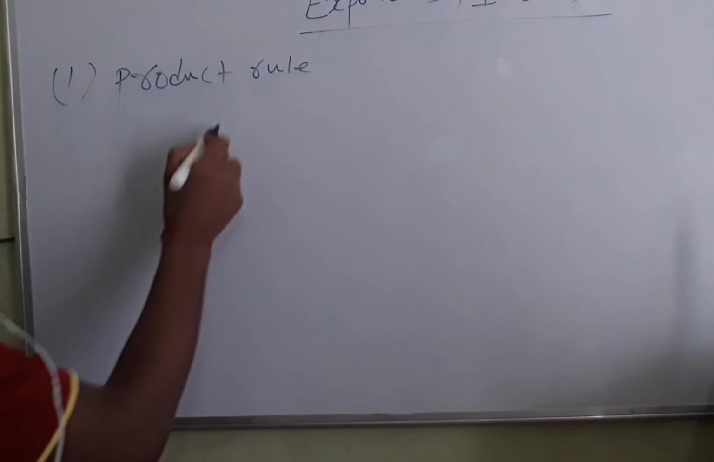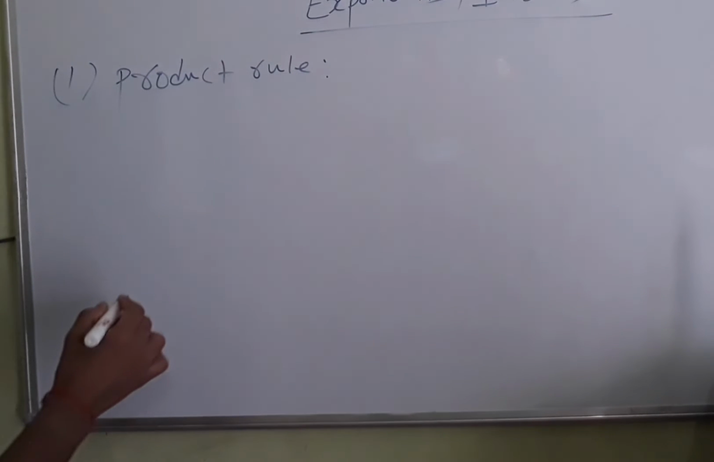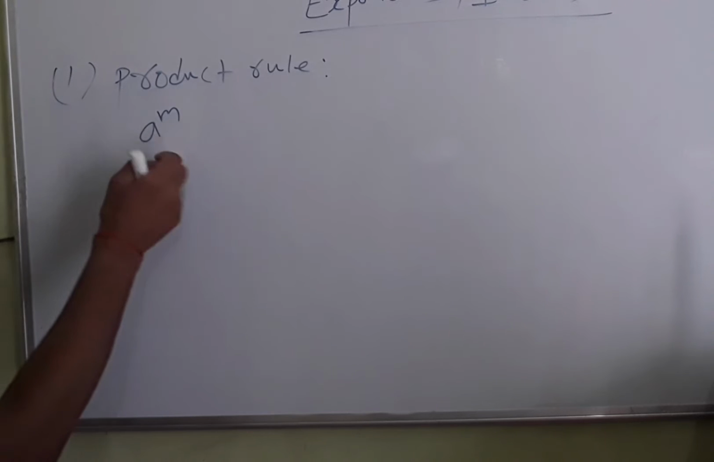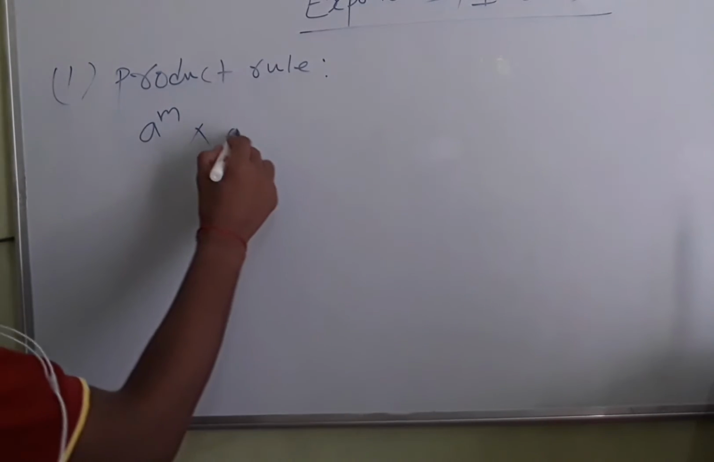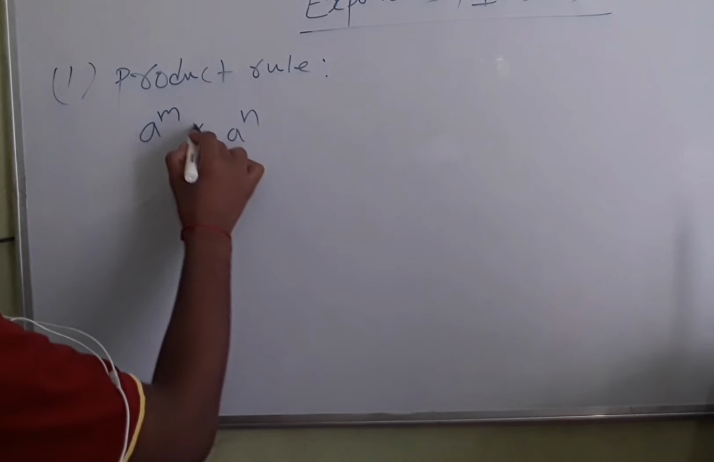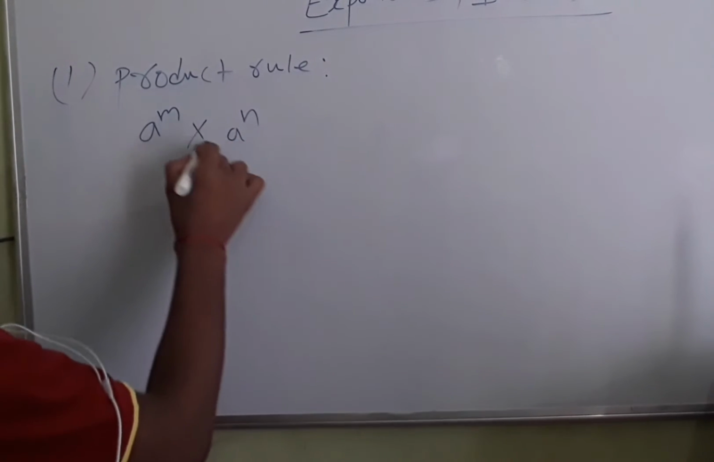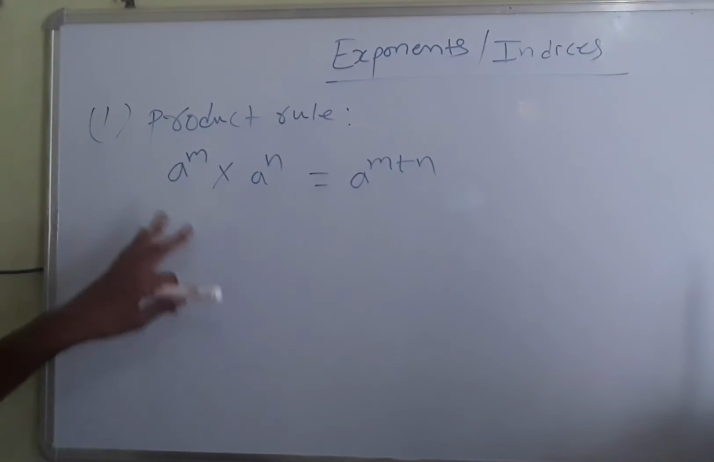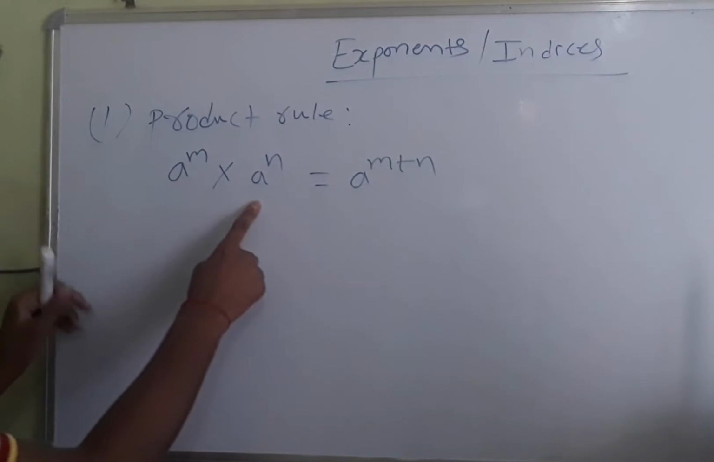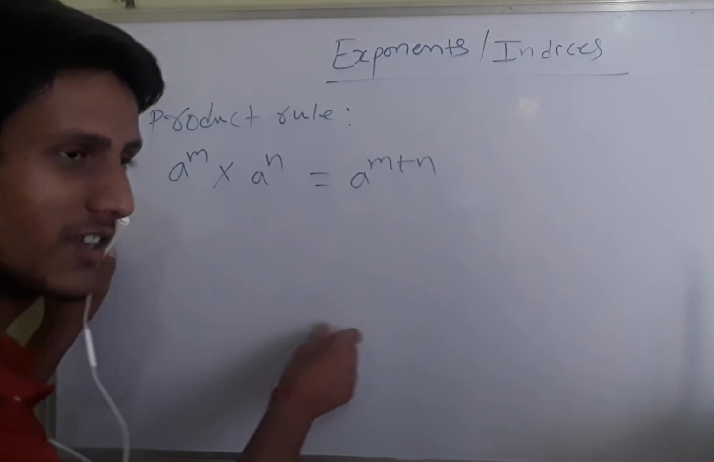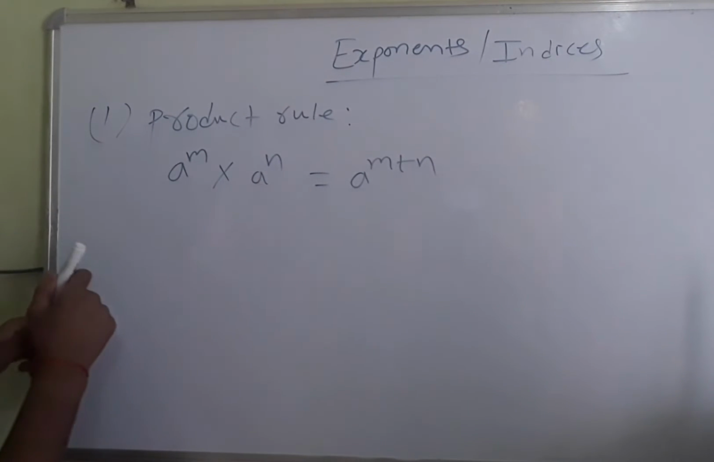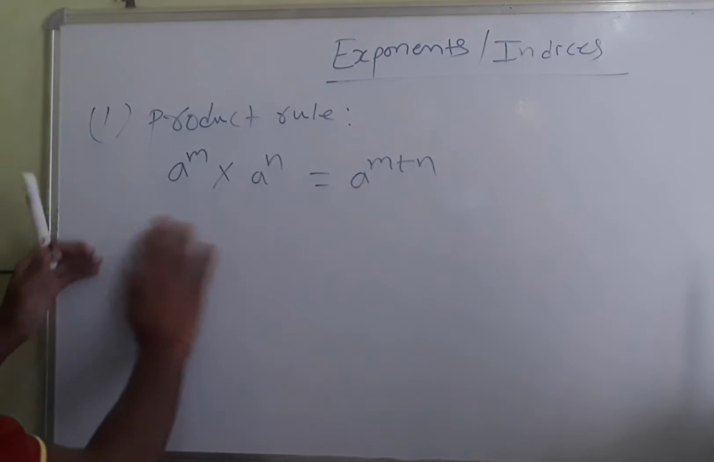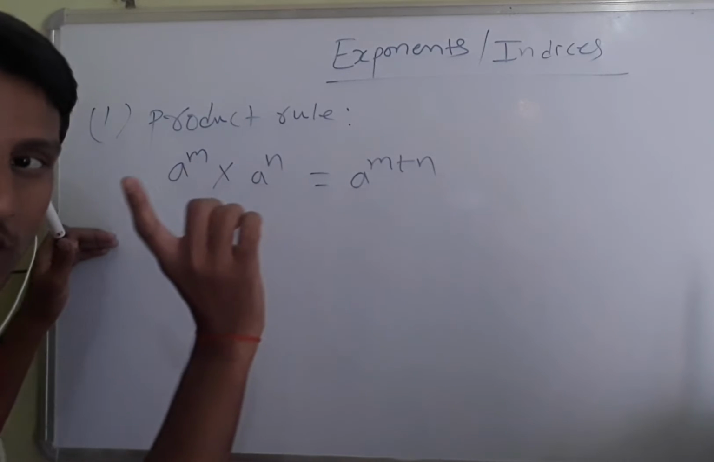What does the product rule mean? It means multiplying two powers. So a to the power of m, this is the power, times a to the power n, let's say. If you multiply these two, you're going to get a to the power of m plus n. So when you have a to the power m and a to the power n, it becomes a to the power m plus n. You can have other variables instead of these as well. This is the rule, and you have to keep this in your mind.